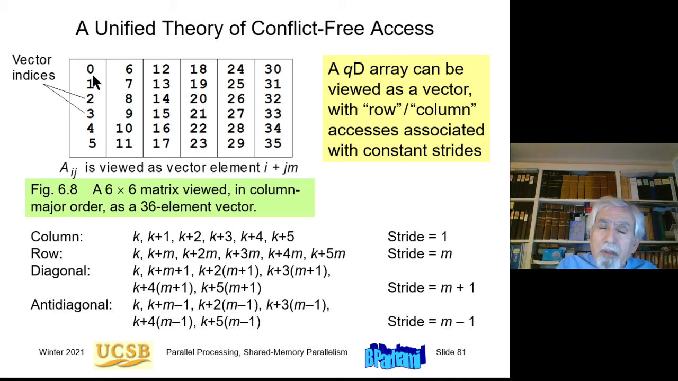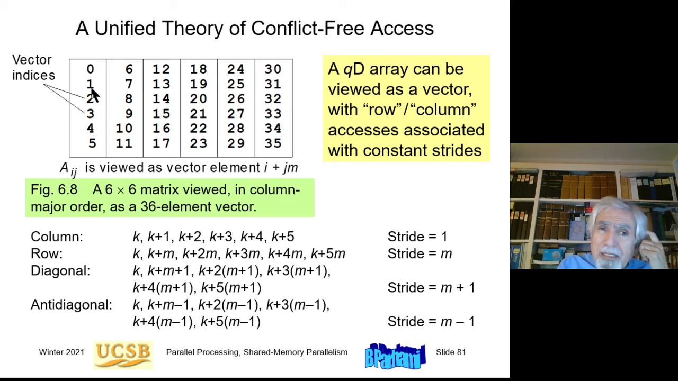Okay, then when we want to access a column of this matrix, we are basically accessing consecutive elements, 0 through 5, 6 through 11, 12 through 17. So a column access basically accesses consecutive elements, we say the stride for this access is 1.